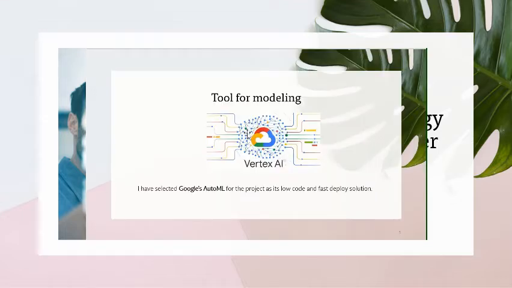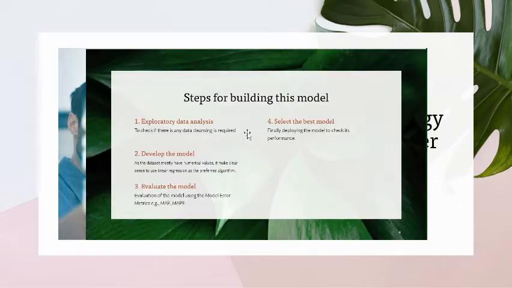For this whole exercise, I'm using Google's AutoML platform called Google's Vertex AI, which is a low-code machine learning platform that makes it much easier for developers to deploy and maintain their AI models. To start the work, there are a couple of steps we need to perform, which start with exploratory data analysis, then develop the model, evaluate the model, and finally select the best model.